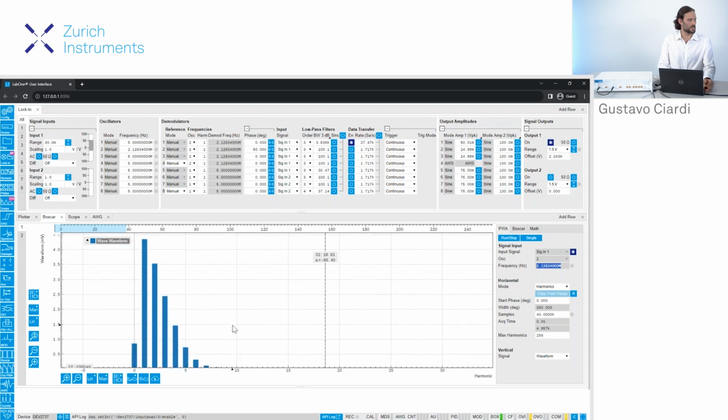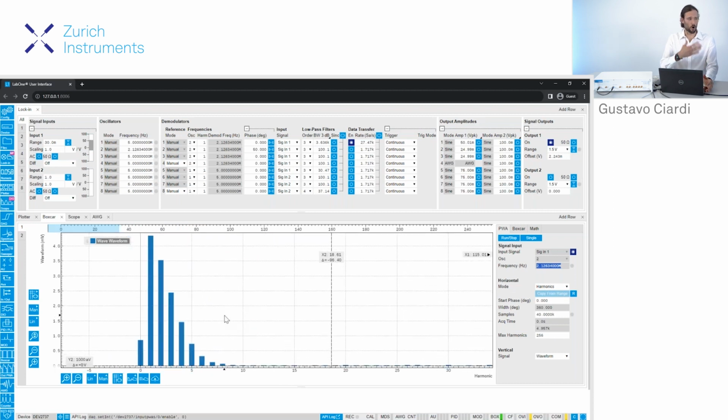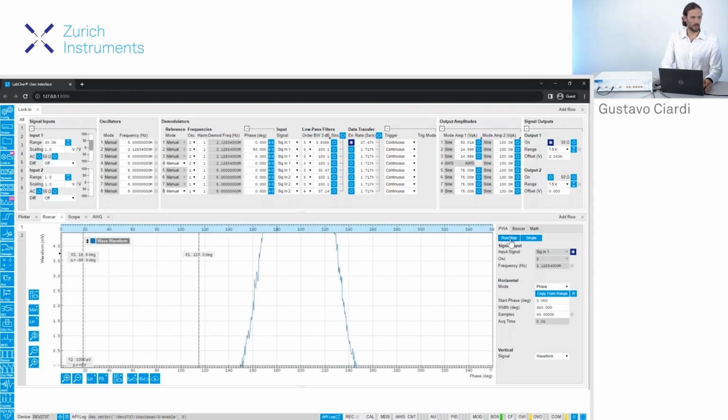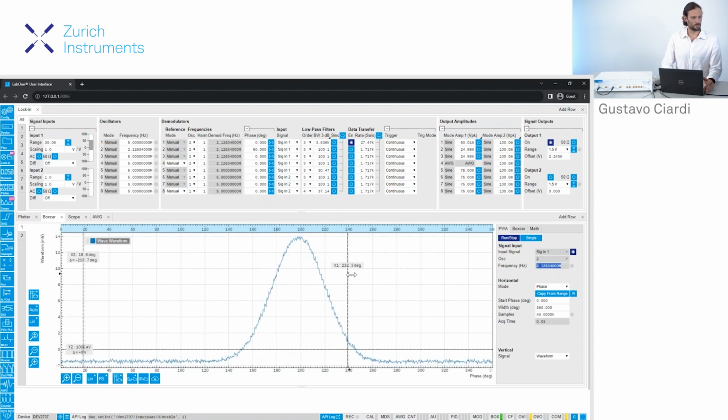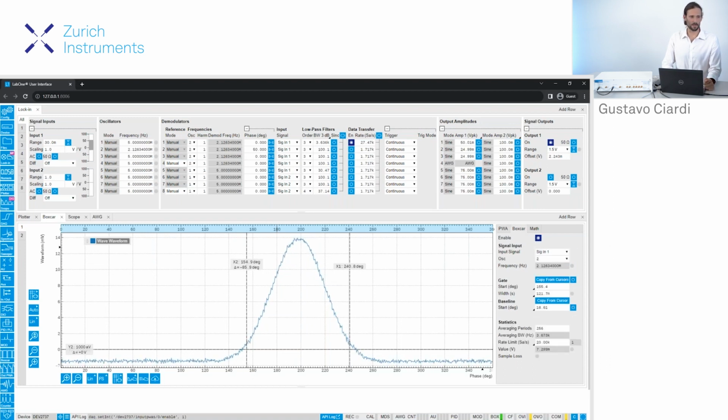So this is basically the harmonic contribution of my pulsed signal. Now going back to phase and running again, we can perform our Boxcar averager measurement. What we're doing is setting the Boxcar averager window around my signal. Okay, so copy from cursors, I activate the Boxcar gate, and we're also going to set the baseline window.